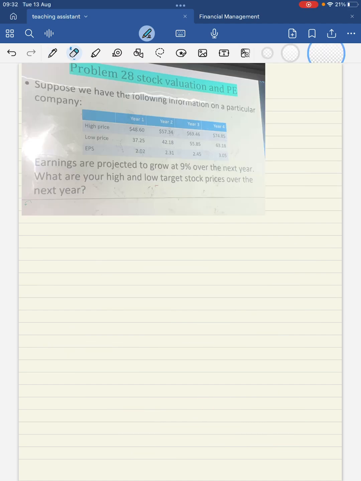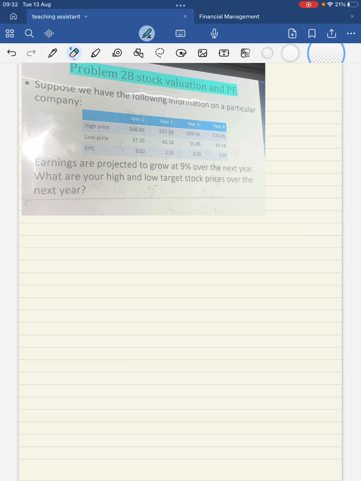Problem number 3. Suppose we have the following information on a particular company. Earnings are projected to grow at 9% over the next year. What are your high and low target stock prices over the next year? So this exercise requires us to find the stock price based on a multiple. In this exercise, it is the price to earning ratio and earning per share specifically.